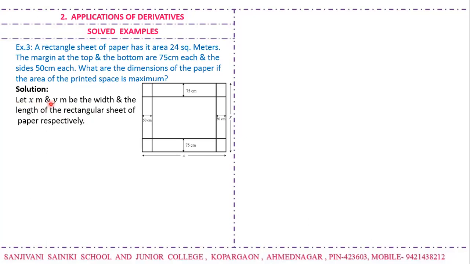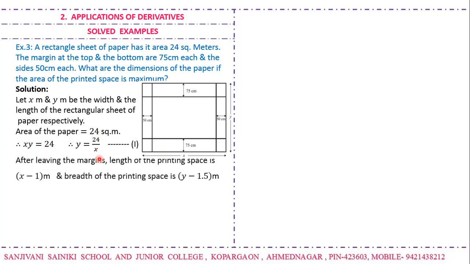Let x meters and y meters be the width and the length of the rectangular sheet of paper respectively. The area of the paper is given as 24 square meters. So x times y is 24, and from this we can calculate y: y is equal to 24 upon x.